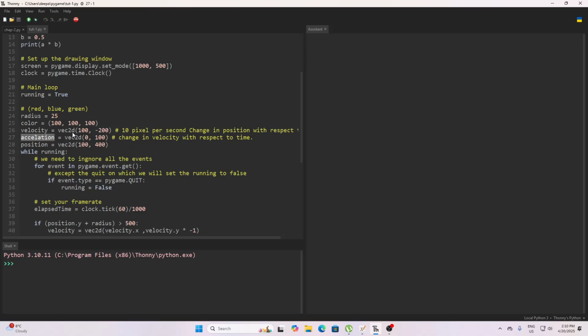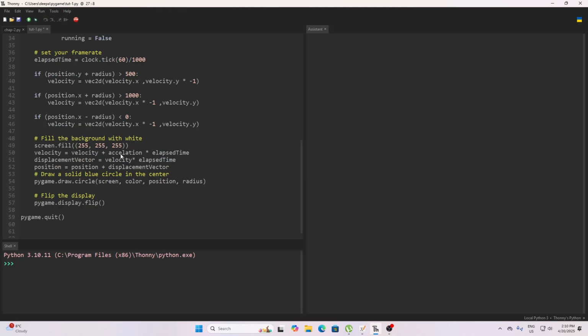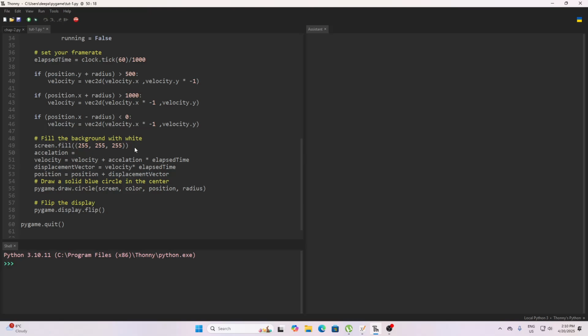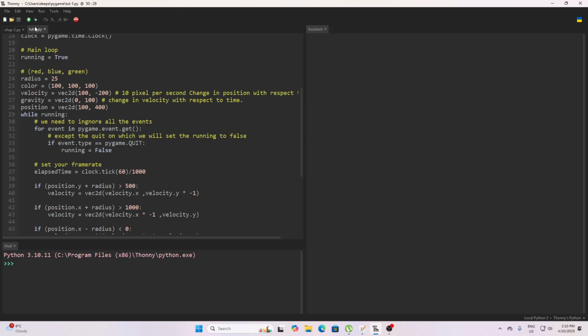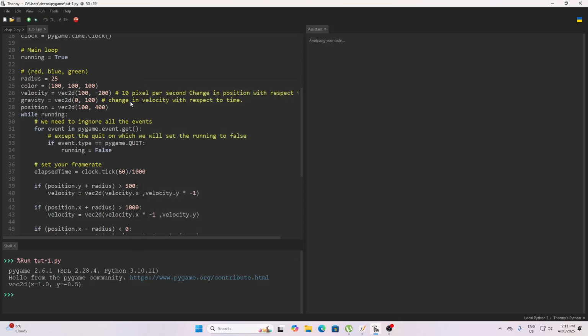This was basically the gravity, so let's just call this gravity, and the acceleration now changes to gravity. We will just say acceleration is initially vec2 of 0, 0. So the acceleration is 0, 0. If we run it, every frame the acceleration is the same, 0, so the ball goes forever in the same path.